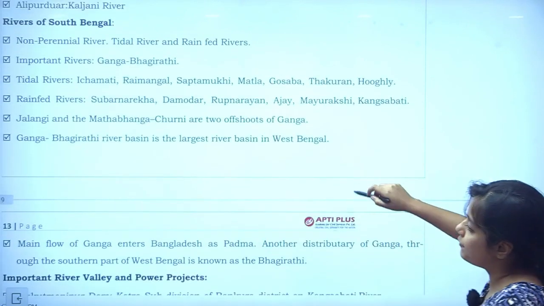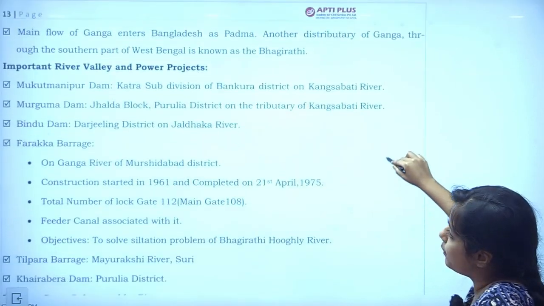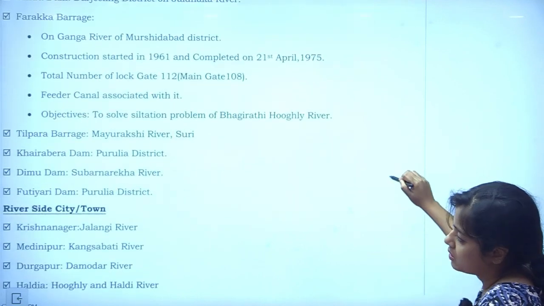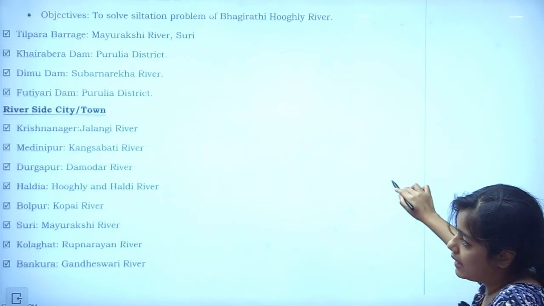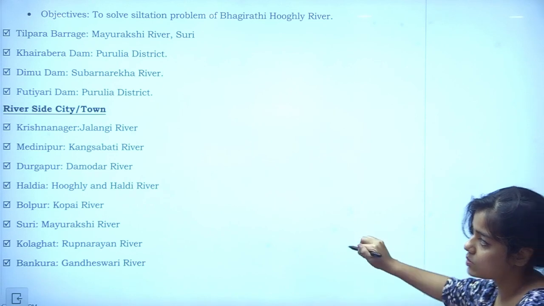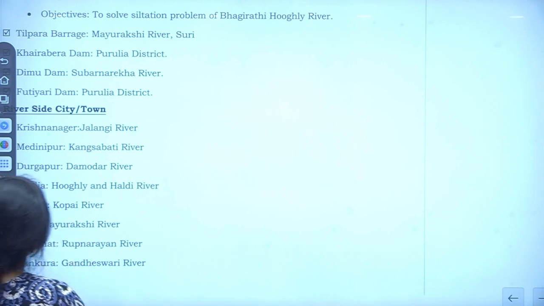And next we find the River Valley projects. You see, important River Valley projects. Please do read these. It is very important. And again we find a list of riverside and river city towns. So let me bring the pen here because it's important.